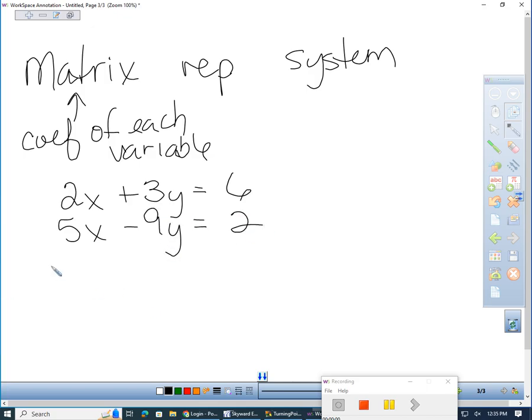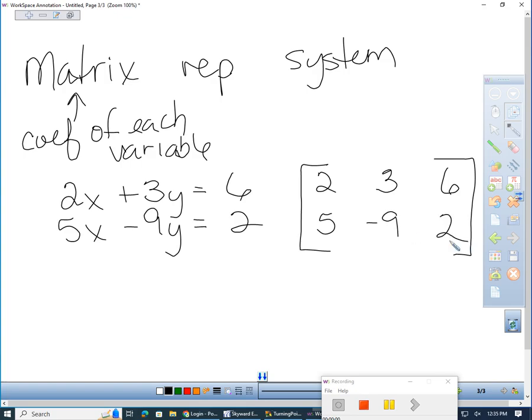The coefficient matrix that represents this system is literally 2 for the coefficient on x, 3 for the coefficient on y, and 6 for the coefficient of the answer. Second row is 5, -9, and 2. Now this book likes to put a line right here. You might have noticed a line in it, separating the system from the answers.